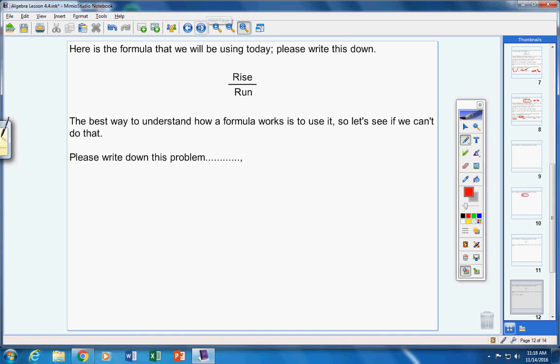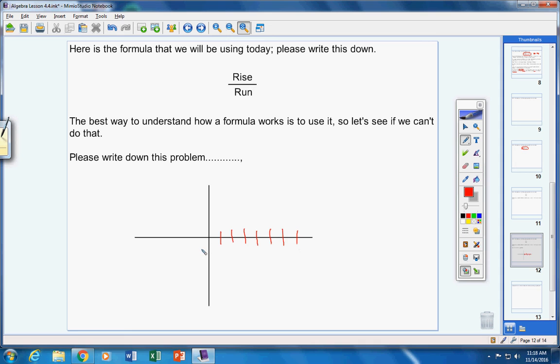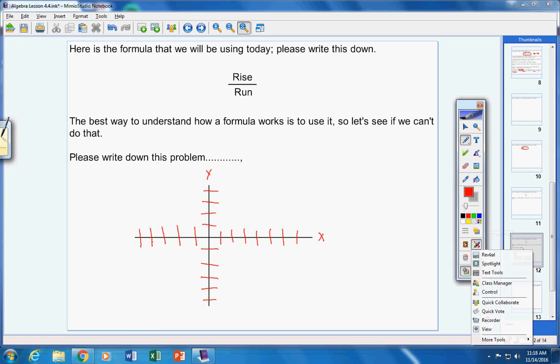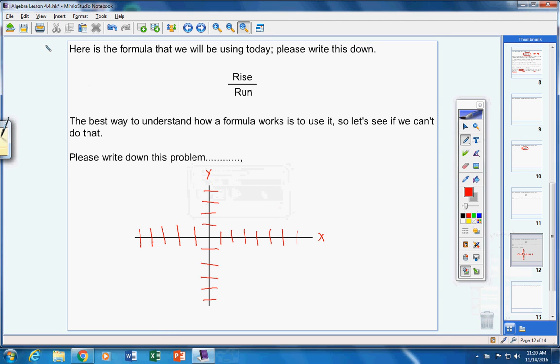Please write down this problem. Here it is. Please copy this problem down in your notes if you would, please. In your notes, I want you to draw a y-axis and an x-axis. Let's put some tick marks on it real quick. Don't try to get fancy. Don't waste a lot of time on this, okay? Just draw a quick coordinate plane. Be sure and label your y here and your x here. And let's go ahead and get started with this problem. Okay, students, here we go.